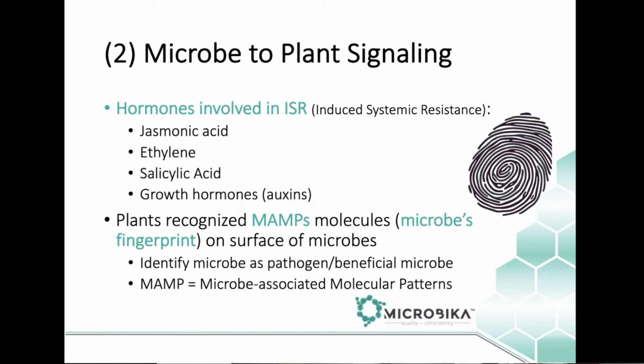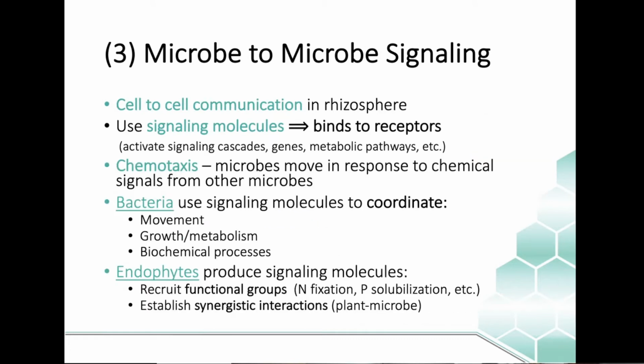Then also it's important to know that plants need to distinguish between microbes that are beneficial and microbes that are pathogens. So they use these MAMPs molecules on the surface of microbes. It's compared to a fingerprint. So this is the MAMPs molecules on the surface of a microbe, or the fingerprints of these microbes. And the plant can, based on that MAMP, know this is a beneficial microbe that we can allow into the rhizosphere, or this one we must actually launch an attack on in the rhizosphere and keep this microbe out.